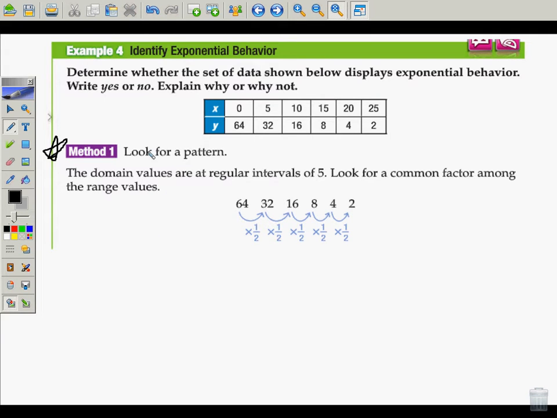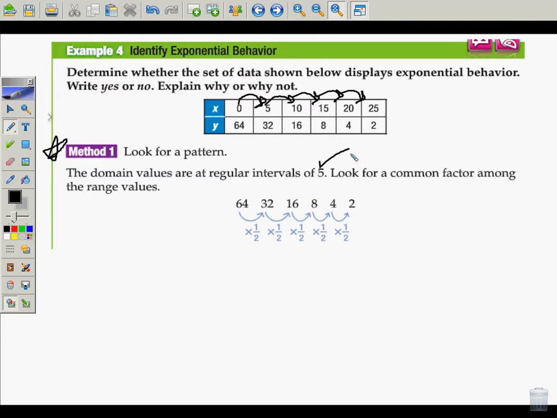So method 1, we're going to look for a pattern, and the domain values are at regular intervals of 5, okay? What that's saying is x is increasing by the same amount of 5 every single time. So we've got a common factor of 5. That's good. You want to make sure x is always increasing by the same amount.